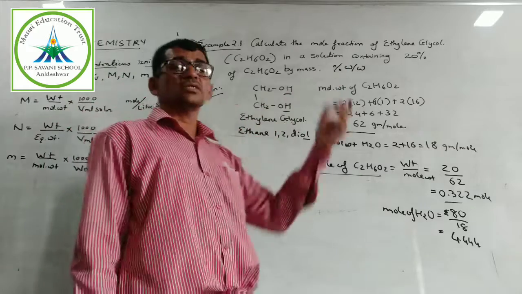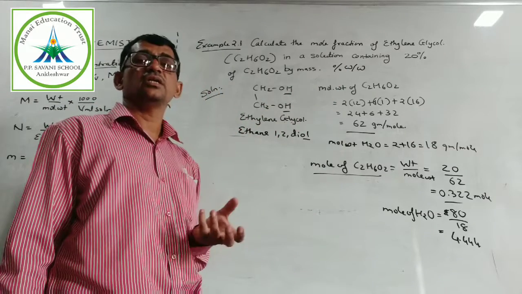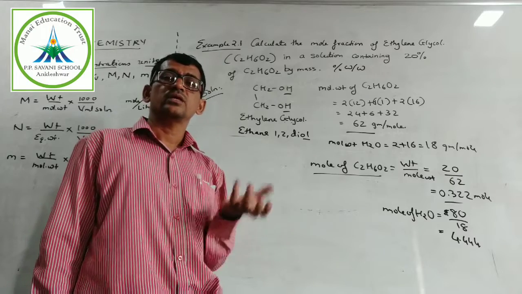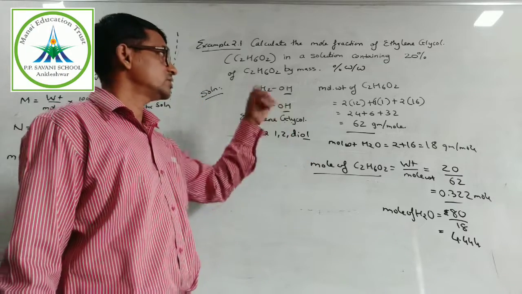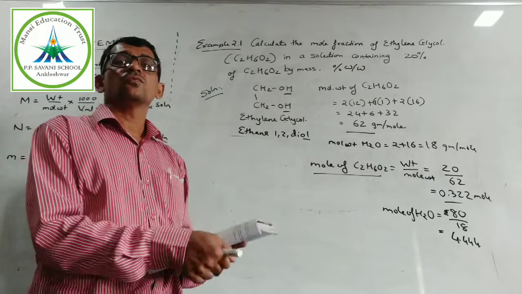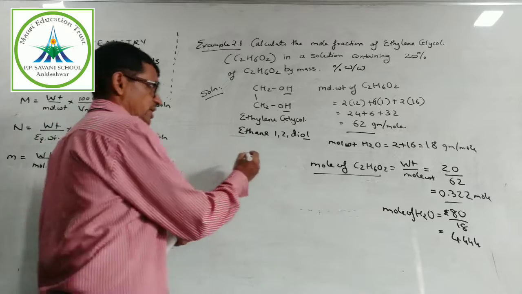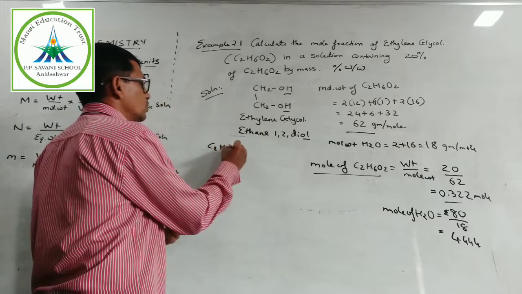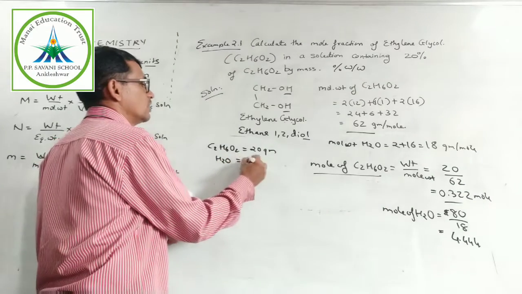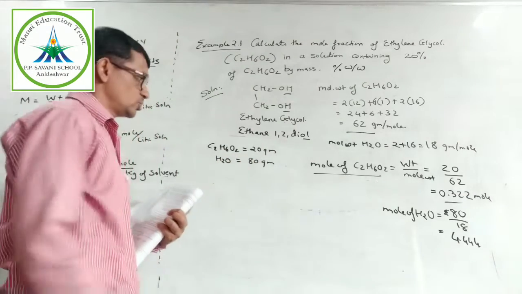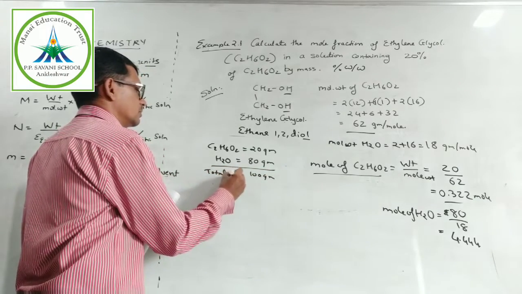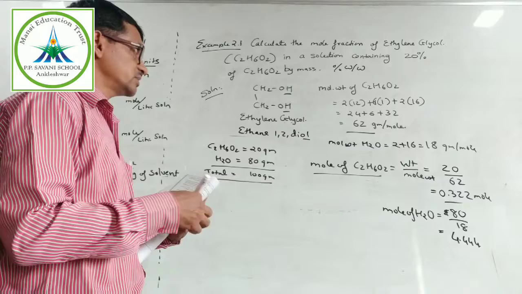So here 20% weight by weight is given as a percentage. So suppose the total weight of the solution is 100 gram. In that 100 gram, 20 gram is ethylene glycol. So the remaining 80 gram is water. So C2H6O2 is equal to 20 gram and H2O is equal to 80 gram. Okay, 100 minus 20. So total weight is 100, in terms of percentage.